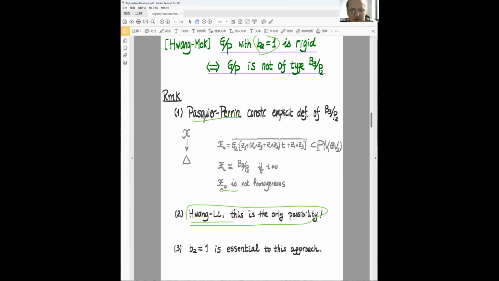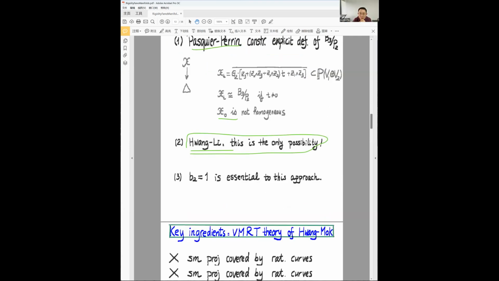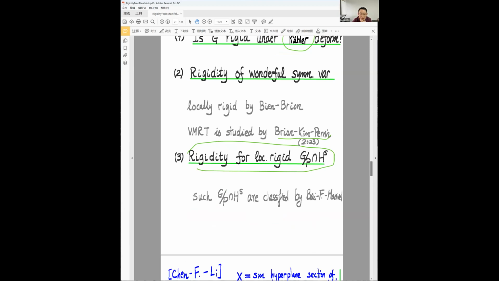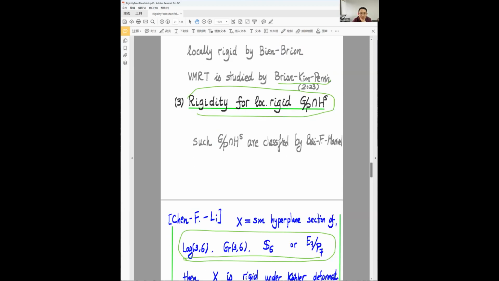I think you also mentioned the section of S5, right? Oh yes, S5 also. If you take a codimension 2 linear section of S5, I think Sasha knows this also.